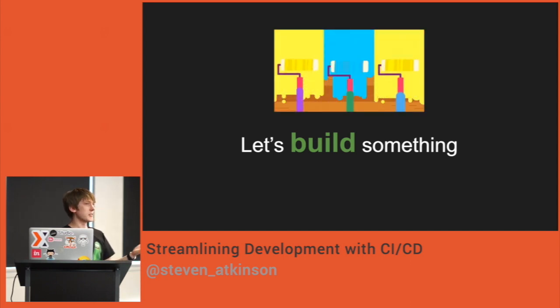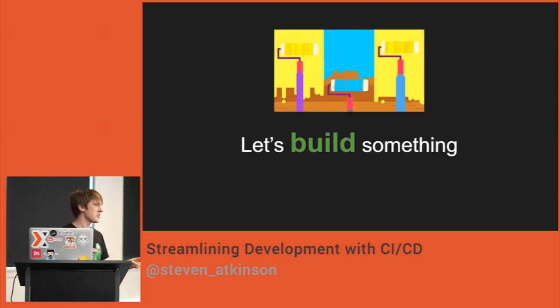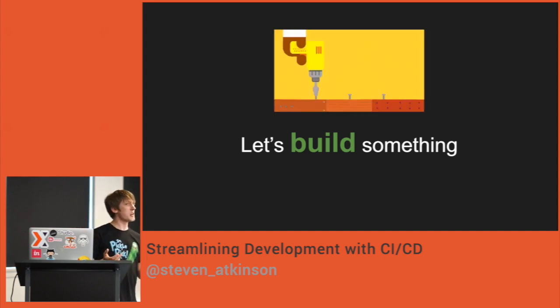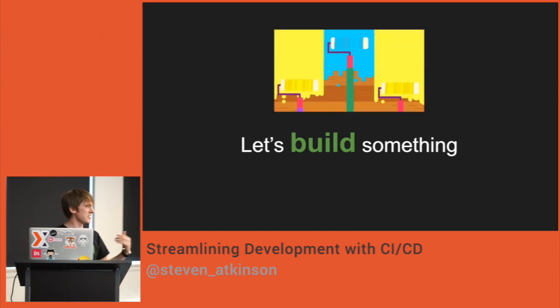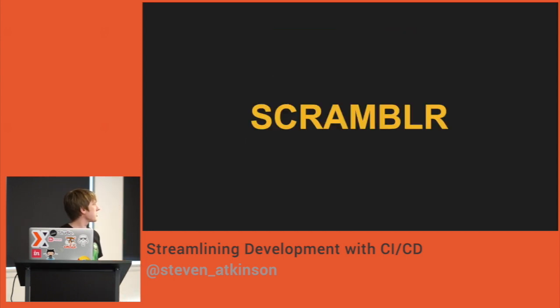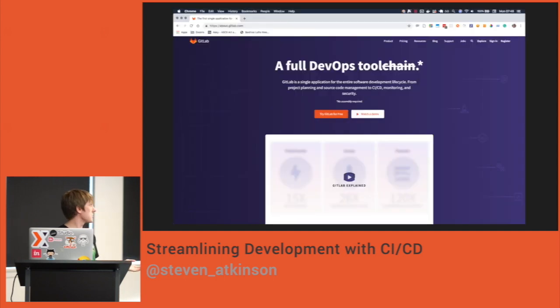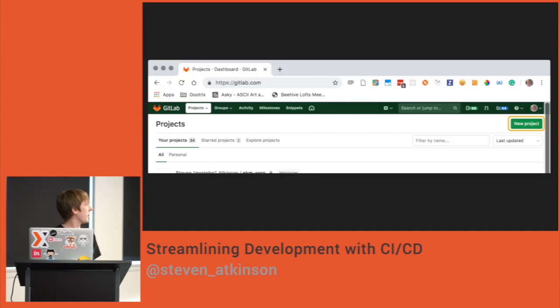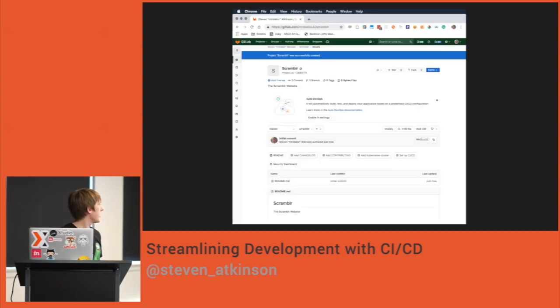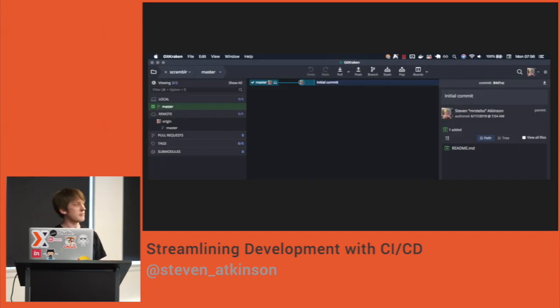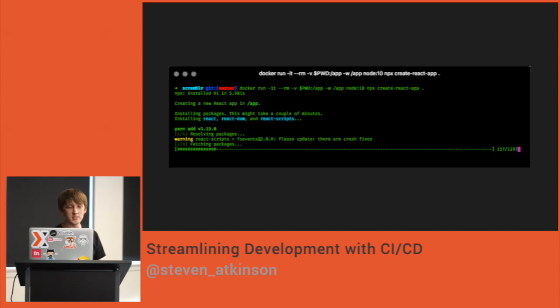I would give you definitions of what CI/CD is, but I think it's more interesting if we build something and use those concepts so you can actually see why it's useful. So we're going to build an app called Scrambler. We're going to be using GitLab to host our source code. So we'll create a new project, give it a name, and give it public access so you can all see it later. There we have it, it's created. We'll use GitKraken to clone it to our local machine.